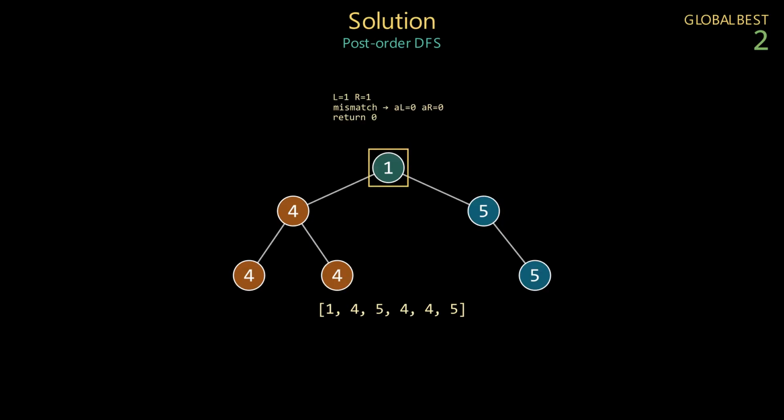Finally at the root 1, the child strands are 1 each but the values do not match, so both arms reset to 0. The global answer stays 2 from the left subtree. Remember we only pass the max of the left arm and right arm to the parent, never the sum, so the upward strand stays a simple path.